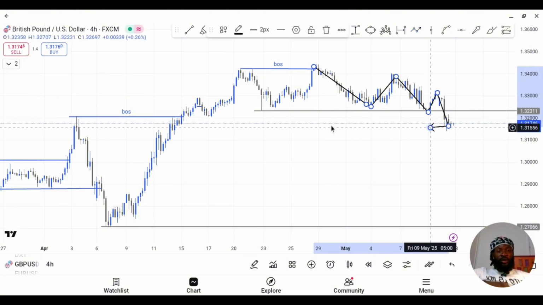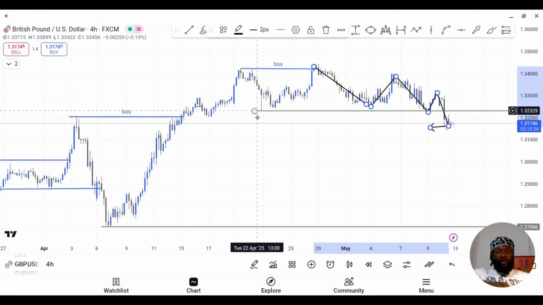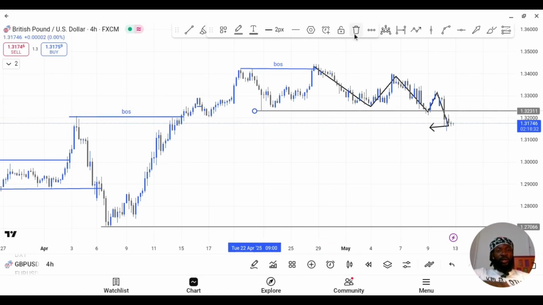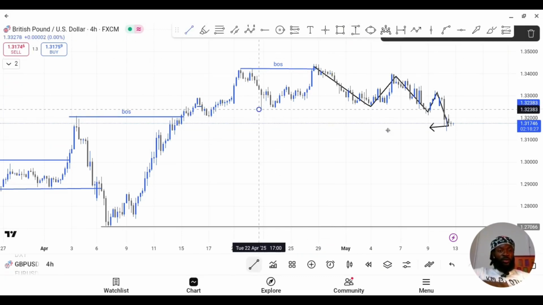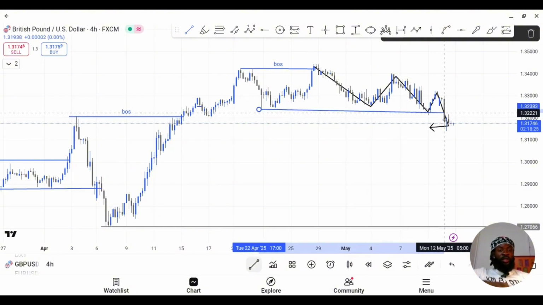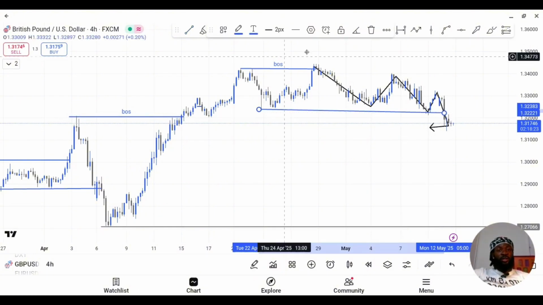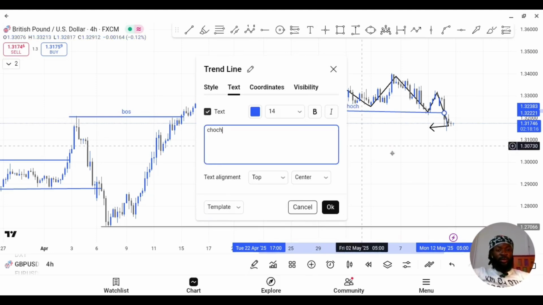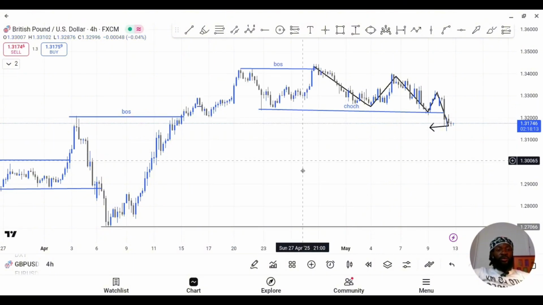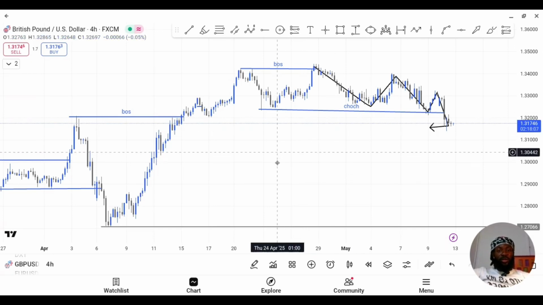You see, when it tries to pull again, it then gives us a change of character. See, it gives us a change of character here, which is also called a market structure shift. As soon as you have this market structure shift, you already know the rhythm of the market has changed. Now we are not interested in buying anymore. We are only interested in selling now. You get it. So I hope you understand what I've been teaching.